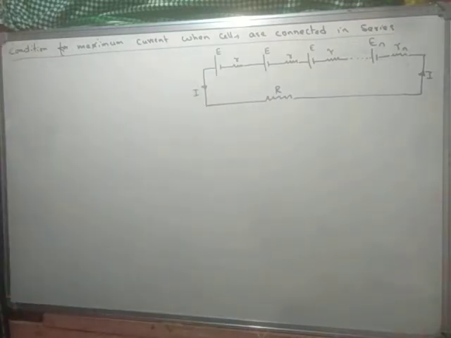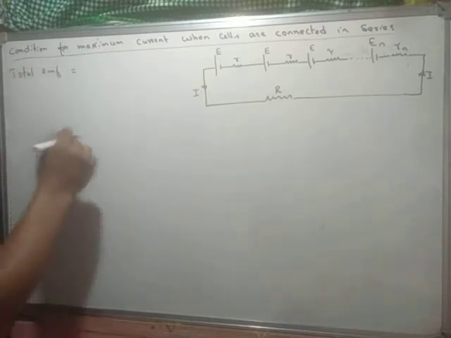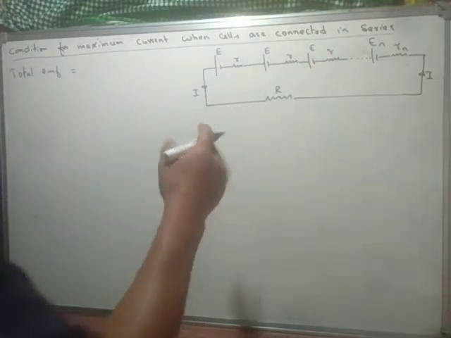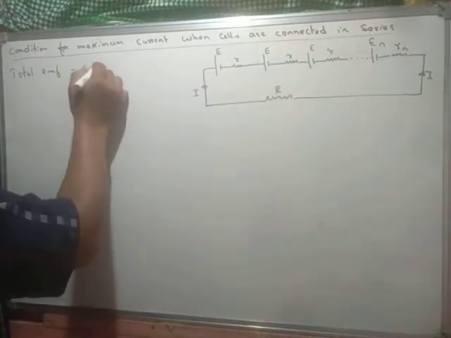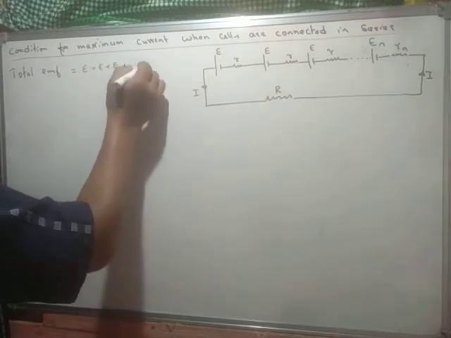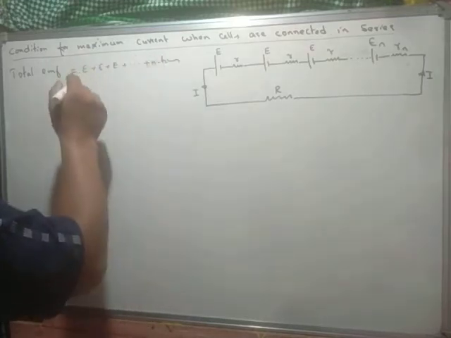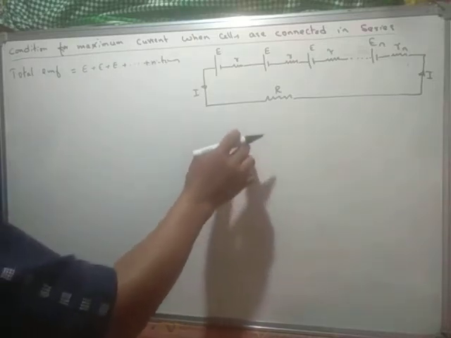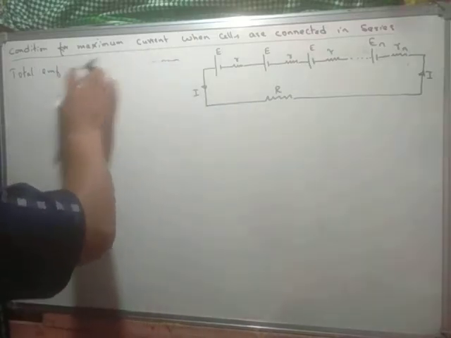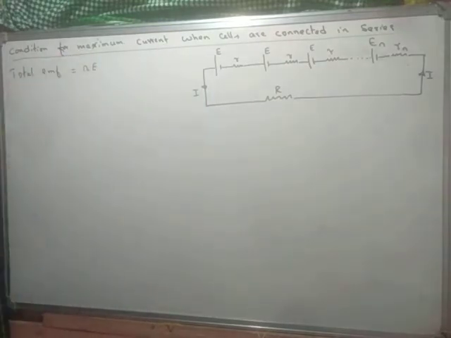Okay, alright. So it is clear here that the total EMF of the combination, because when cells are connected in series, total EMF is E1 plus E2 plus E3. So in this case it is E plus E plus E plus dot dot dot up to n times. When I say E plus E n times, it is like 1 plus 1 plus 1 up to 10 times, meaning 10 into 1. So similarly here, instead of writing E n times, I will write nE. That is the total EMF.